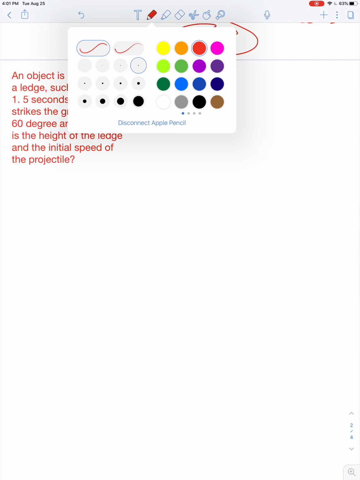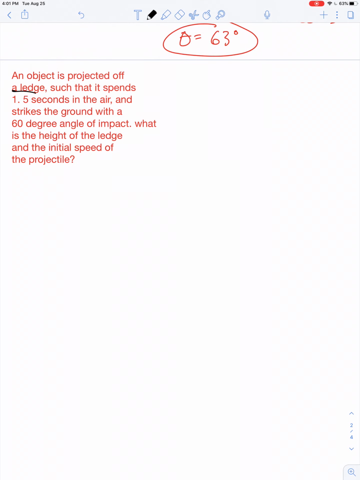What if an object did the same sort of thing? It travels off a ledge, and this time we know it spends 1.5 seconds in the air, and the other bit of information, we know it makes a 60-degree angle of impact. Now, in this case, we have to solve for the height and the initial speed. So the picture looks the same.